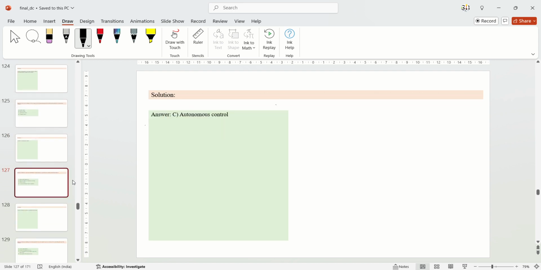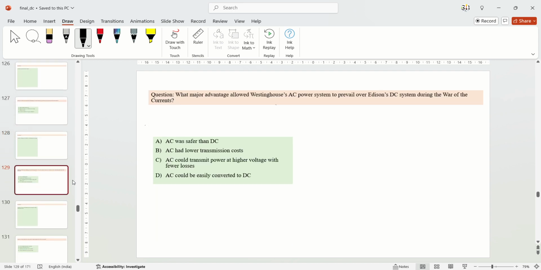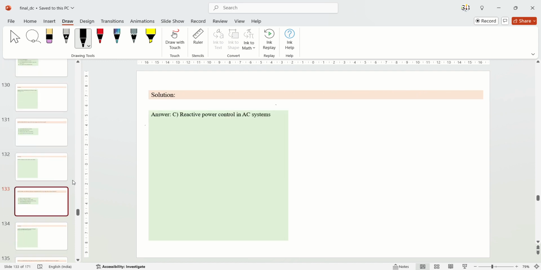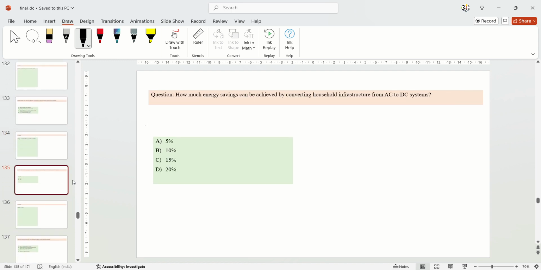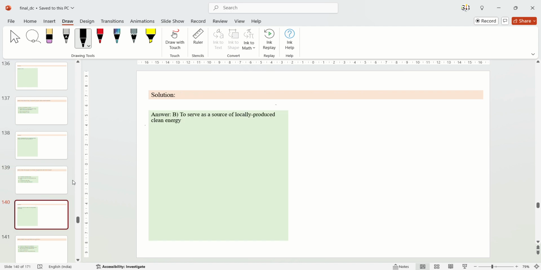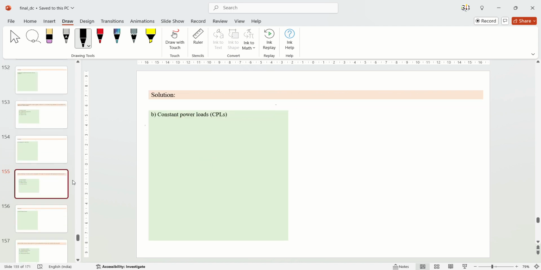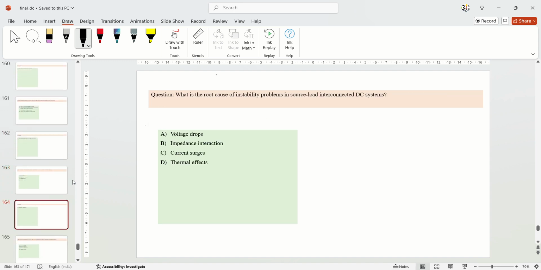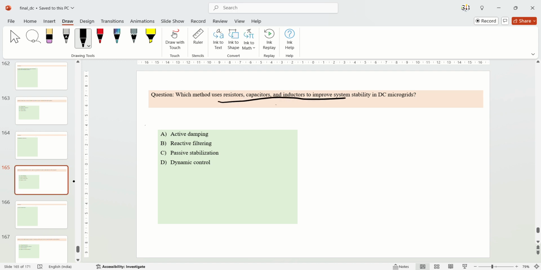This is a repeated question, I think. This is not power system, and this is a repeated question. CPLs are an important concept which you have to see. Maybe one question can come. This is one question related to damping. Damping related to which methods use a resistor, capacitor, inductor. There are two types of damping methods.